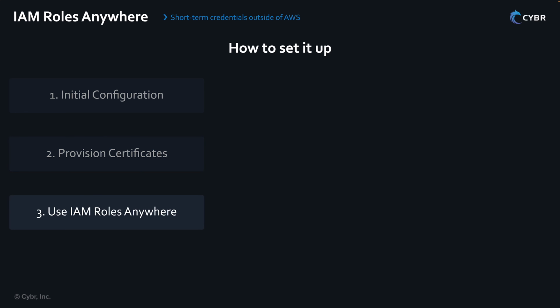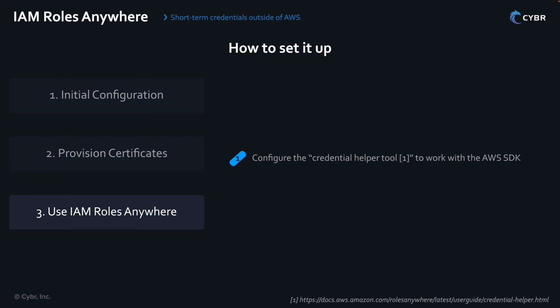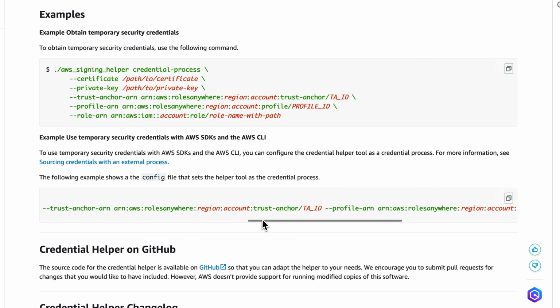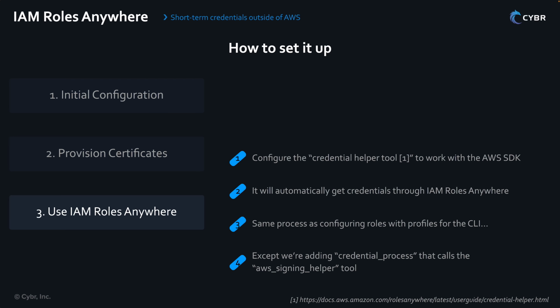And then you can use the IAM Roles Anywhere credentials, and you can do that by configuring what AWS calls the credential helper tool to work with the AWS SDK so that it can automatically get credentials through IAM Roles Anywhere. And when we're looking at examples here, you'll notice that this is the same process that we use when we're configuring roles with profiles for our local CLI, except in this case, we're adding a credential process that calls an AWS signing helper tool to create a signature with the certificate and then call the endpoint to obtain session credentials.